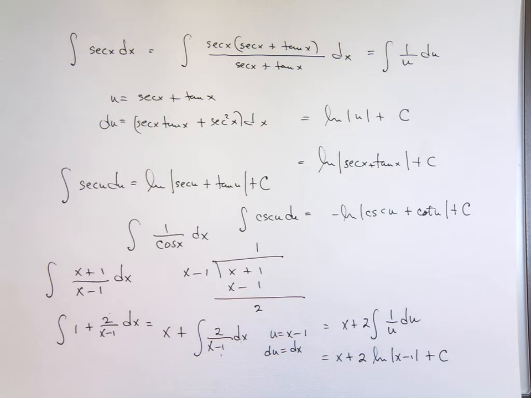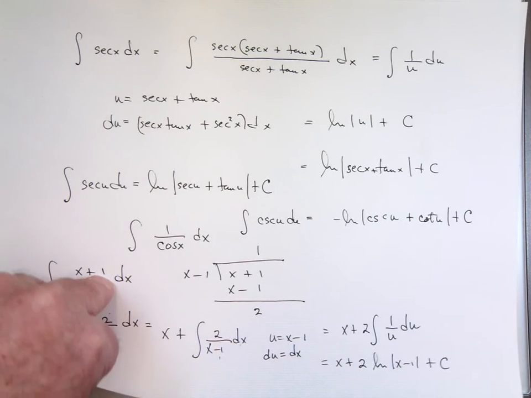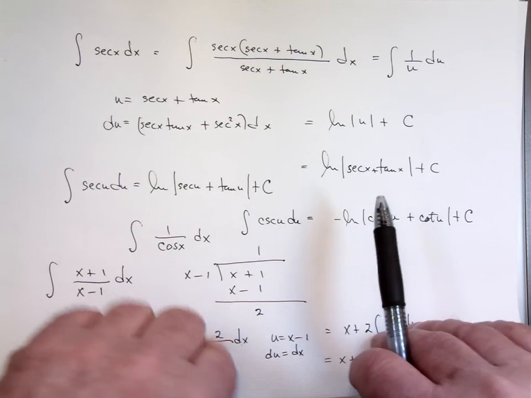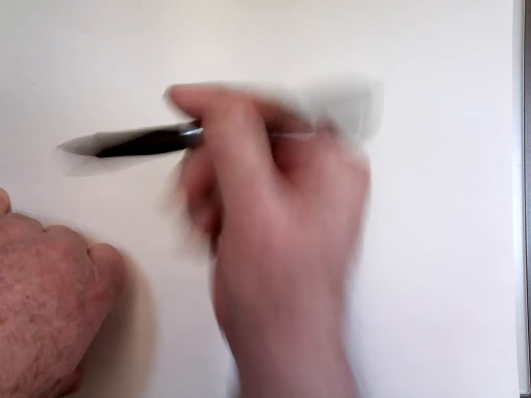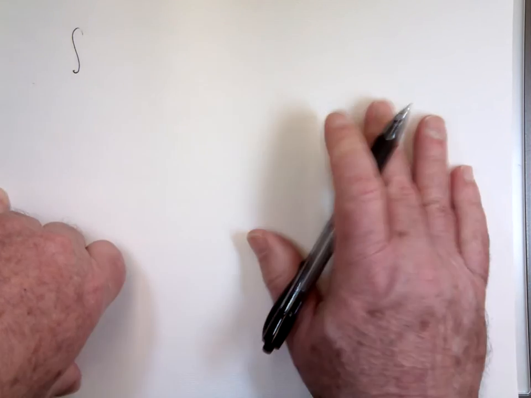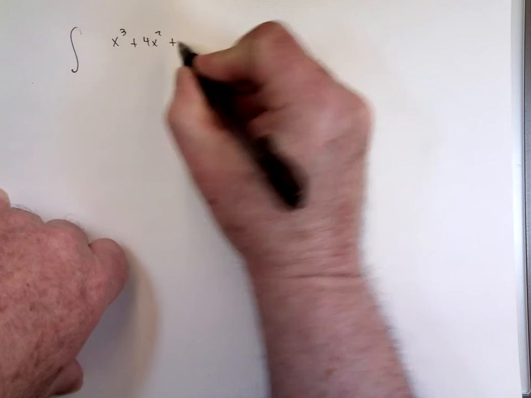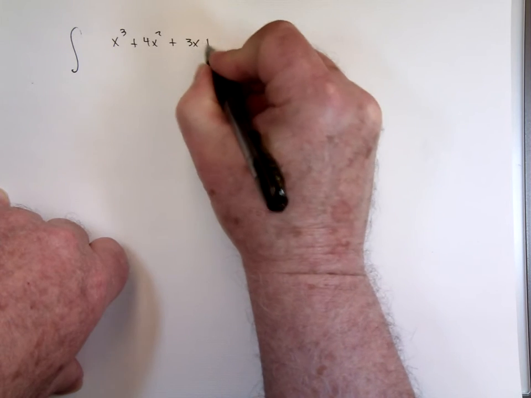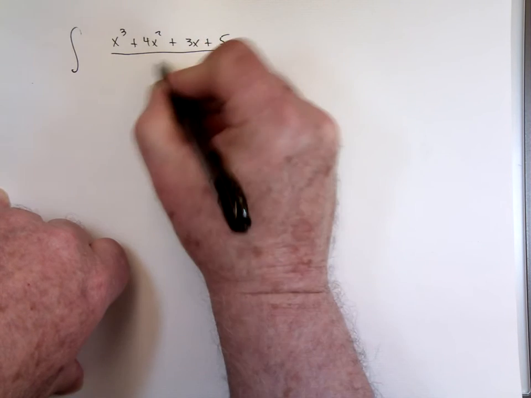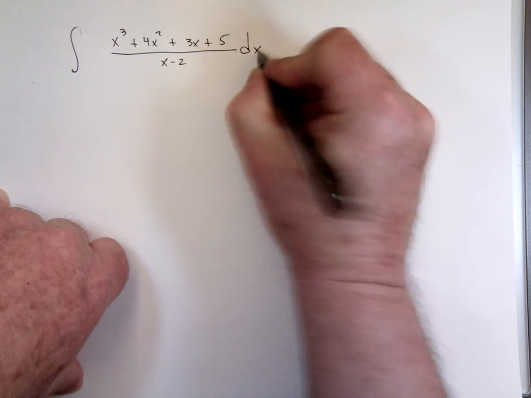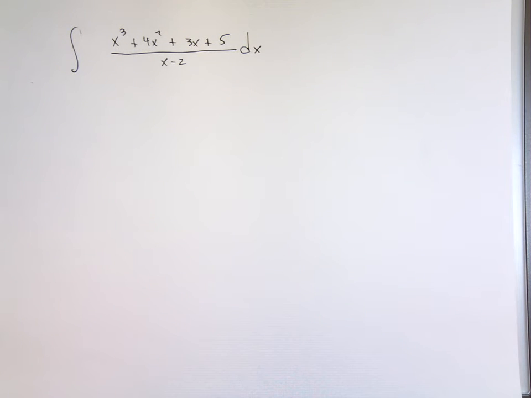So, let me give you guys one to do. Here we go. Let's do the integral of, how about x cubed plus 4x squared plus 3x plus 5 all over x minus 2. Go ahead.